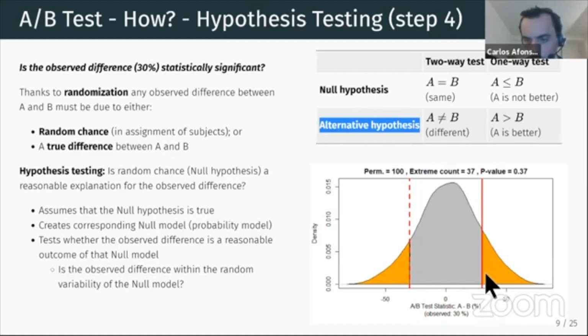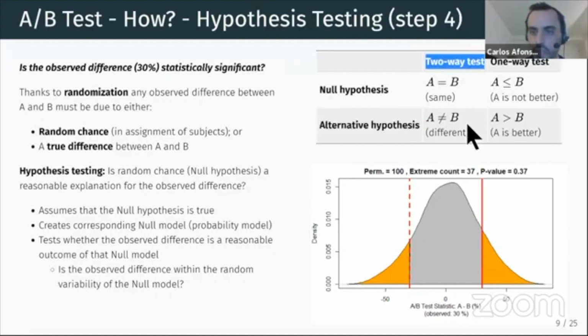So the observed difference was here at 30%. All of these values are larger than the observed difference. So those are the values that are more extreme than the observed difference on both ends, right? If the observed difference is 30%, we want the extreme values to be the values above 30%, but also the values below minus 30%.